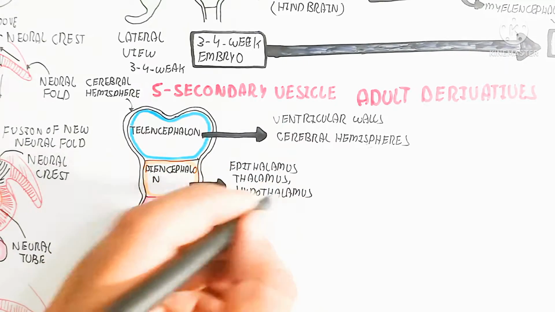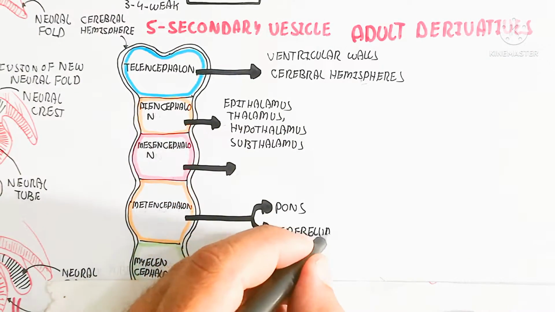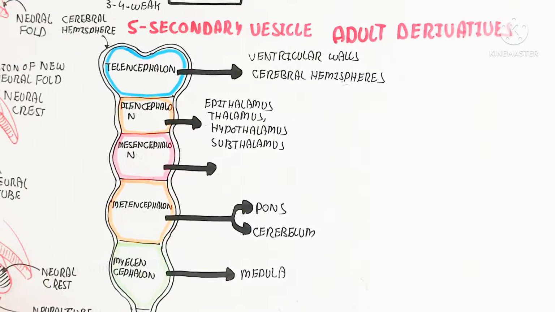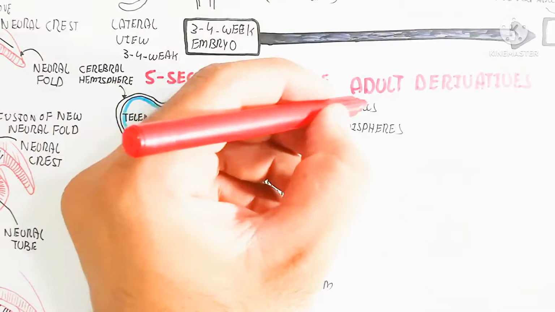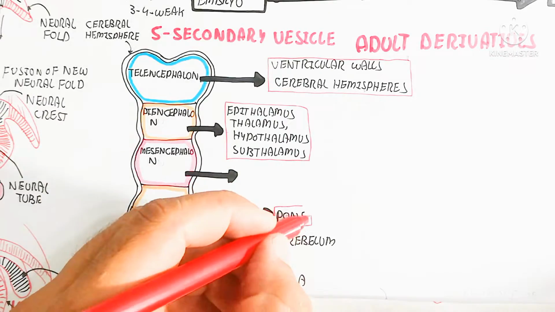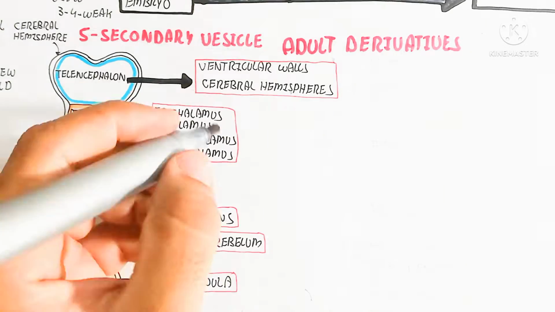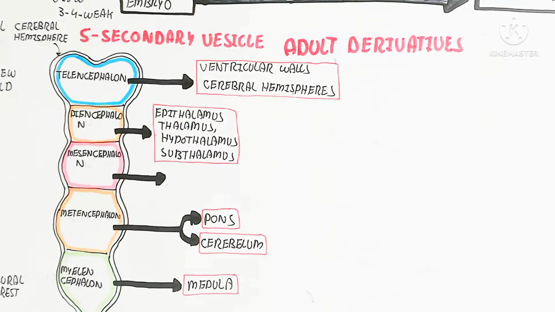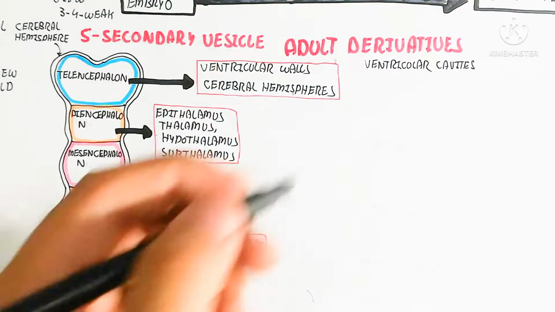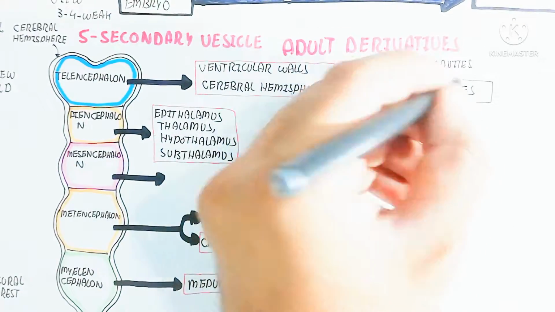On the other hand, the diencephalon will develop the epithalamus, thalamus, hypothalamus, and subthalamus. The epithalamus means above the thalamus, the hypothalamus means below the thalamus, and the thalamus is the central relay for coordination. The pons and cerebellum will develop from the metencephalon, not from the mesencephalon. So don't mix it up. And the myelencephalon will develop the medulla. We will discuss the different parts of the brain later in this video.